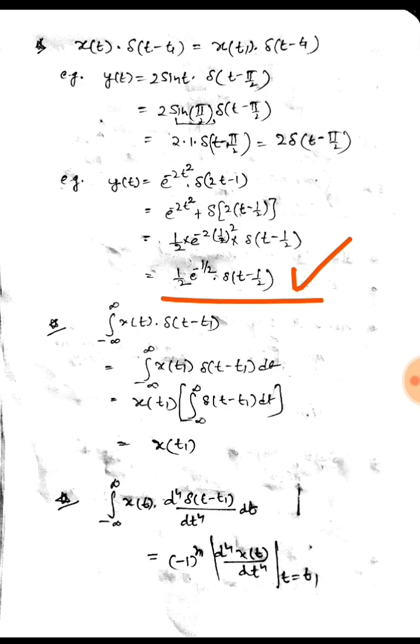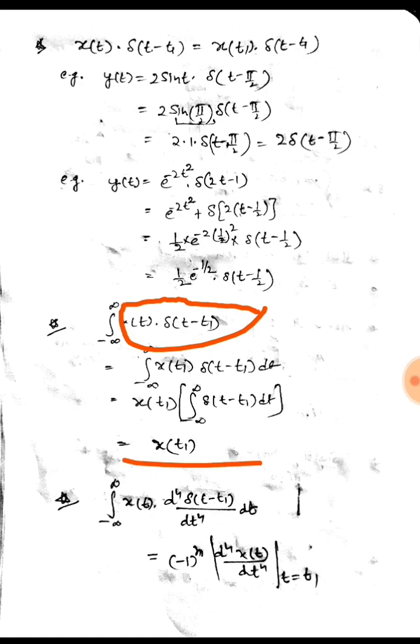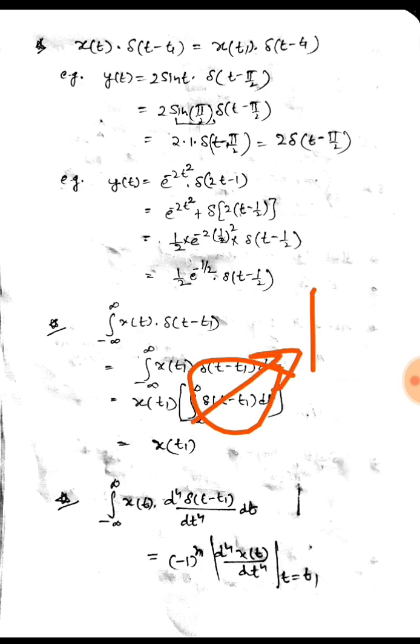Now if I calculate the value of this integral, x(t) into delta(t minus t1), from minus infinity to infinity, it comes out to be x(t1). As you can see, it becomes x(t1) into delta(t minus t1). Since x(t1) is a constant, it comes out. So when I apply the limit minus infinity to infinity on delta(t minus t1), this is my delta function, its value becomes 1. So what remains is x(t1).